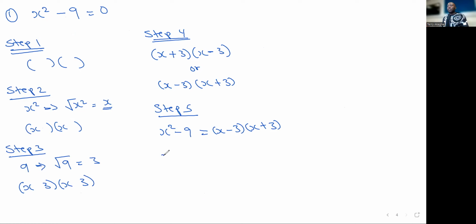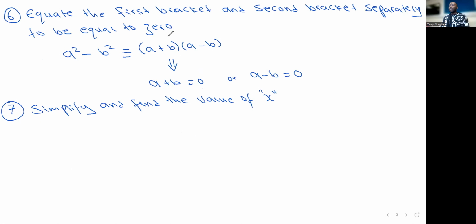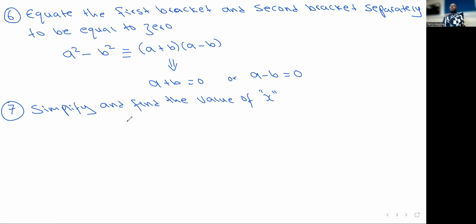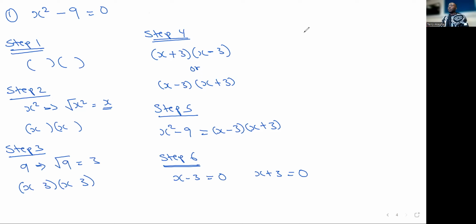Now, for step 6, what do we have to do? We then have to equate the first bracket and the second bracket separately to be equal to 0. So the first bracket is x minus 3 equal to 0. The second bracket is x plus 3 is equal to 0. That's it. Then step 7, you then simplify and find the value of x.